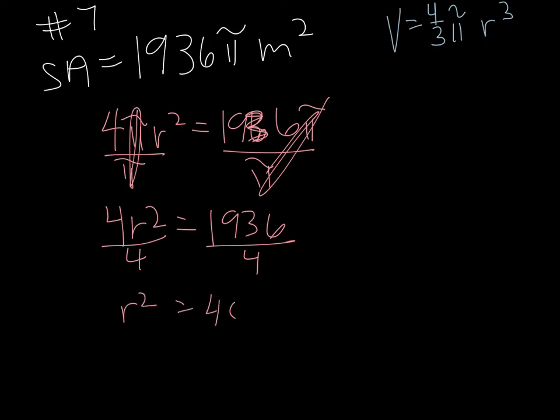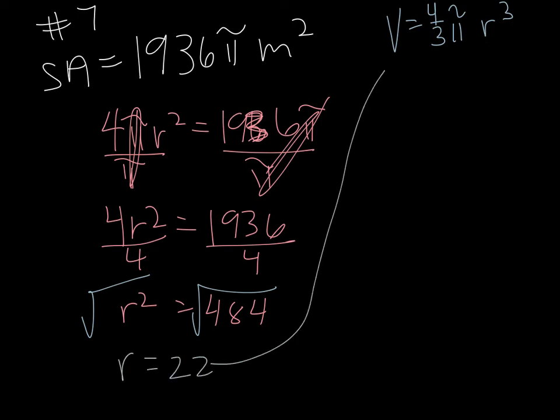Now if I want to get rid of something squared, that's a little bit easier, you take the square root. You should just have the square root button on your calculator. And you get that the radius is 22. Now I can plug it back into that equation right there. Now I have 4/3 pi, my radius, squared. Kidding, cubed.